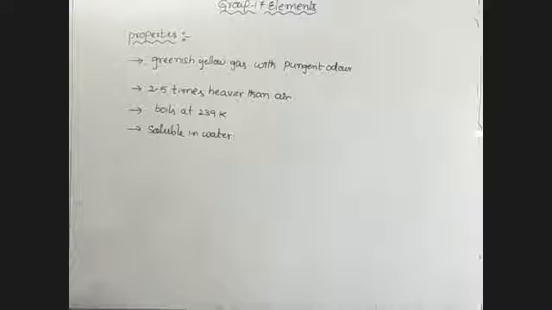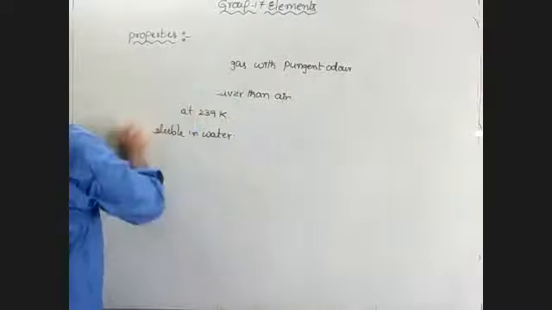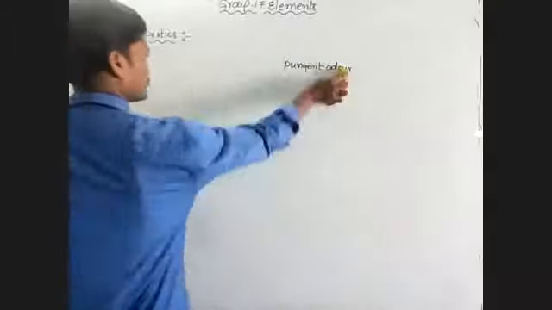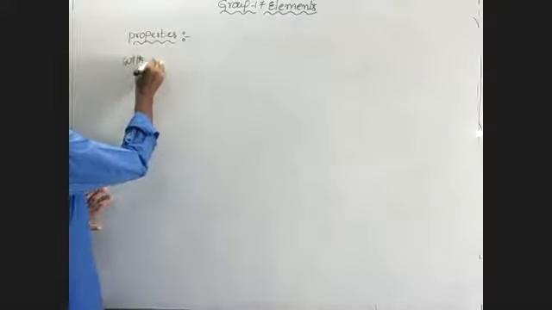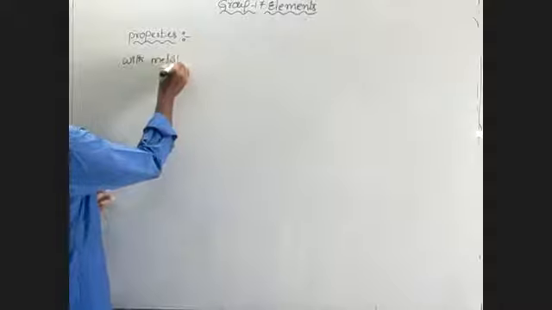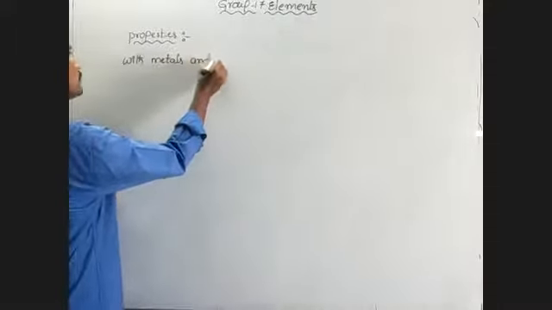Next, we are going to discuss chemical properties, or chemical reactions, of chlorine. Chlorine reacts with metals and non-metals. It forms chlorides.